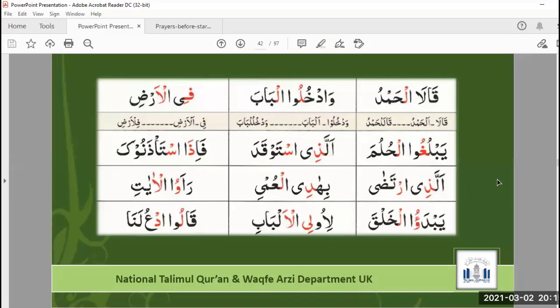Jazakallah. Do you want to have a go? Sister Nusrat Adam. Assalamu alaikum wa rahmatullahi wa barakatuh. If you can unmute yourself. Wa alaikum assalam wa rahmatullahi wa barakatuh. Where do I start, please? The first line, yes. Okay.